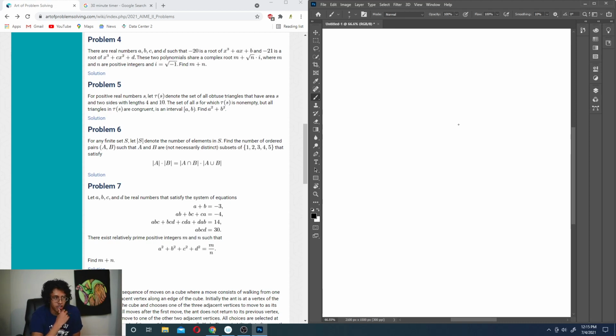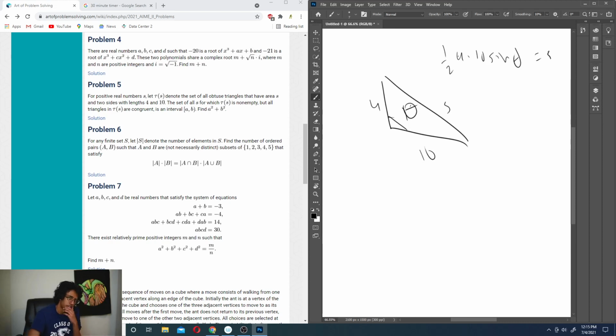Okay, this doesn't seem too bad, right? Well, okay, so obtuse triangle, you got a theta here, you got 4 and 10, and you want area S, right? So essentially the formula is 1/2 times 4 times 10 times sine theta is equal to S, which basically means 20 sine theta equals S, which means sine theta is equal to S over 20.